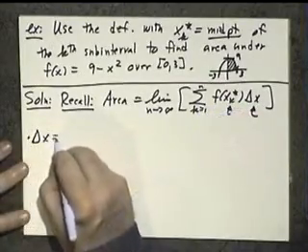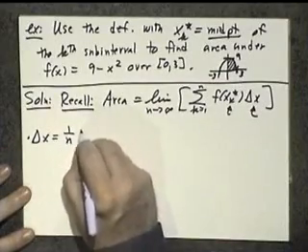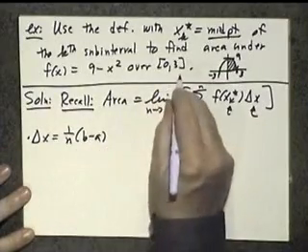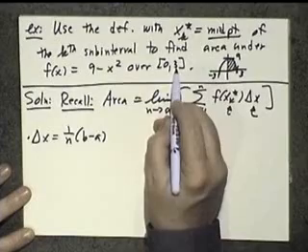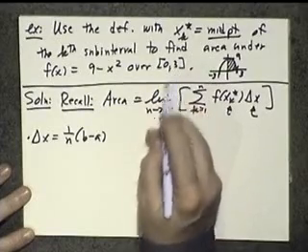First of all, what's delta x? Well, by definition, it's 1/nth of b minus a, the length of the interval. Well, b minus a here is 3 minus 0, so that's just 3.